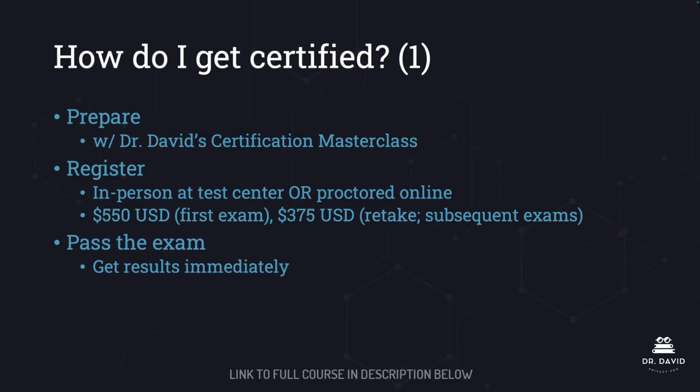So your first non-AI IAPP exam is going to be $550. Every exam after that, $375. Then you take the test and you pass. You will get your results immediately, so you'll know right after finishing the exam whether or not you've passed.